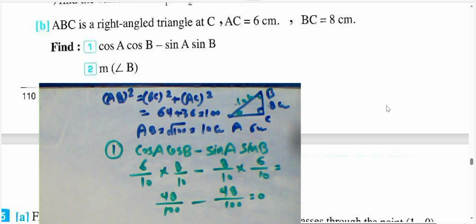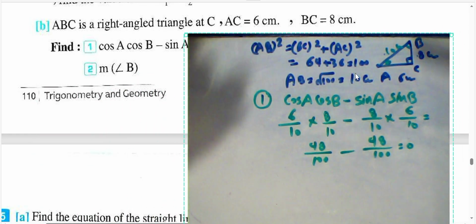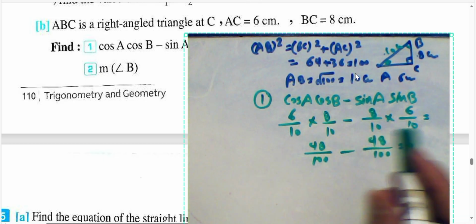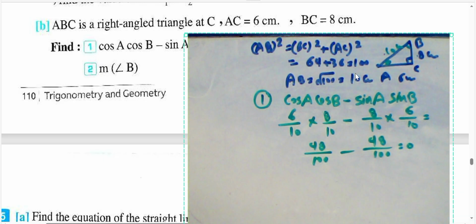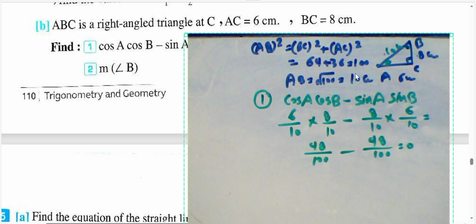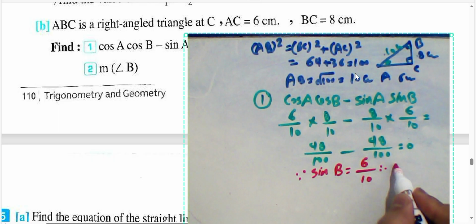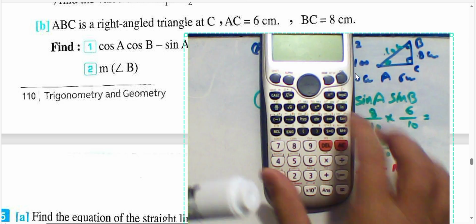It's the first proof. Second proof, we want to find the measure of angle B. Look here, we can find the measure of the angle by using any trigonometric ratio. We have sine B equivalent to 6 over 10, then the measure of angle B equals, we can write, shift sine 6 over 10.